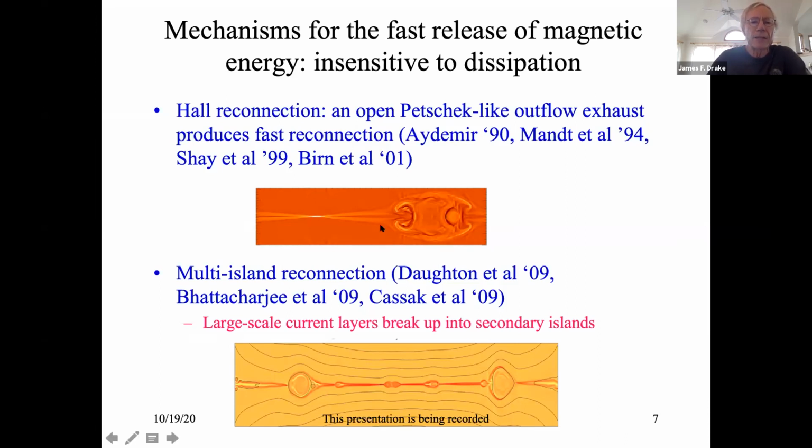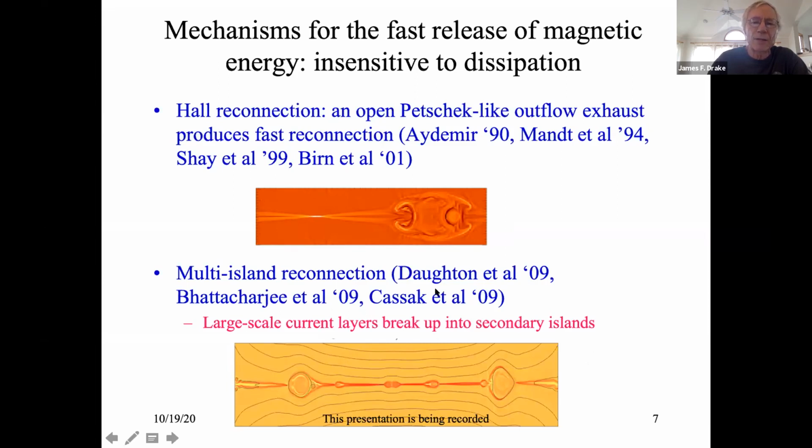And then the second mechanism is what I call multi-island or multi-X-line reconnection. And again, here are several authors. The idea is that when you look at the Sweet-Parker current layer, it actually breaks up into many magnetic islands and many X lines. And those many X lines and islands allow flux to be ejected at a much higher rate than predicted by the original Sweet-Parker picture.